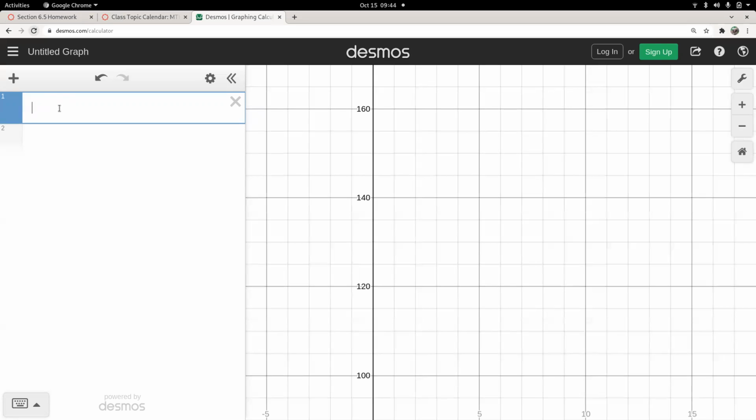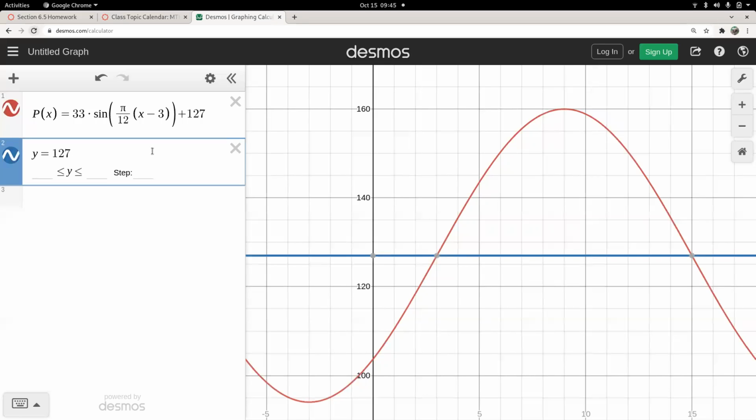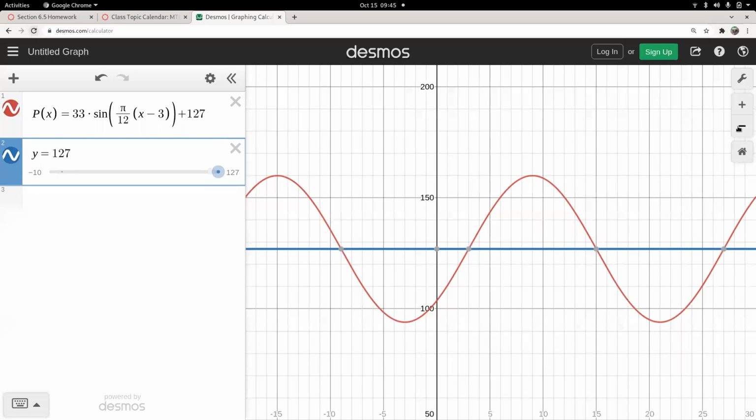And we think they were using P. I'm going to use X here, equals 33 times, I'm using sine, pi over 12 is my multiplier to get the right period, parentheses, then the shift, x minus 3, close parentheses, and shift the whole thing up 127 for the midline. Let's graph the midline. Y equals 127. And I'm going to zoom out a little. It didn't quite show me the way I wanted. All right, there we go.